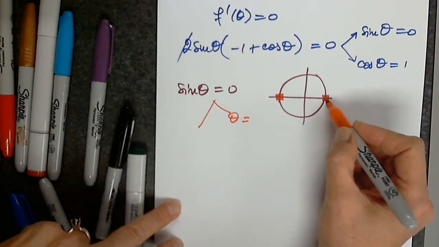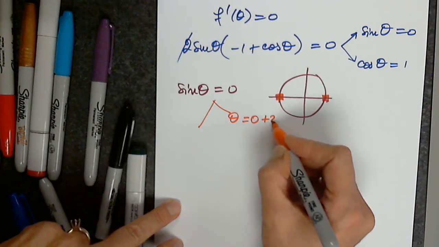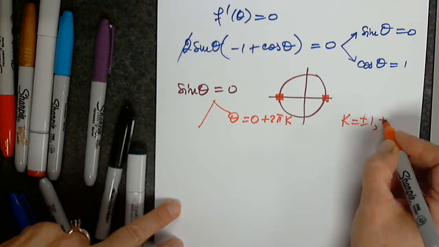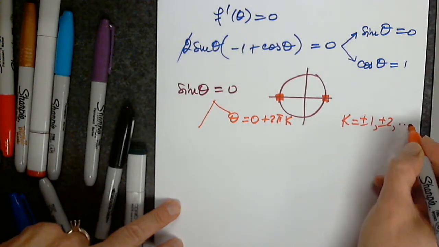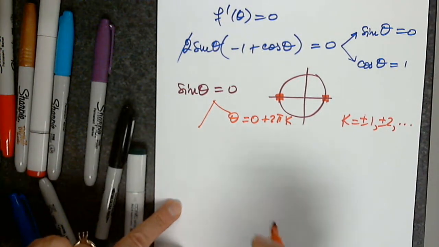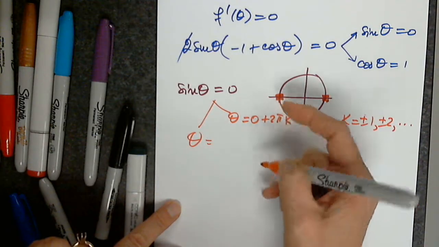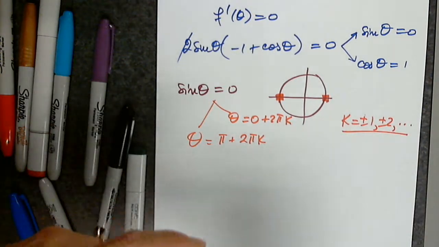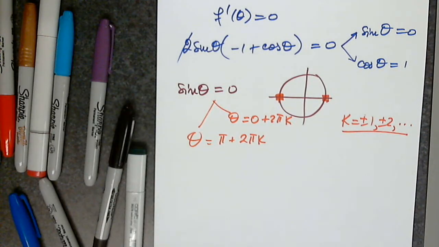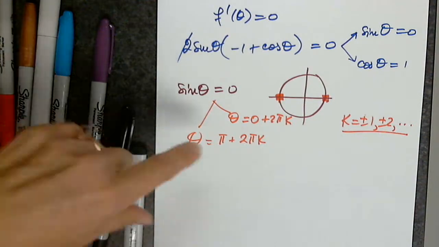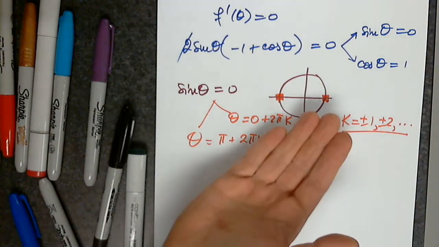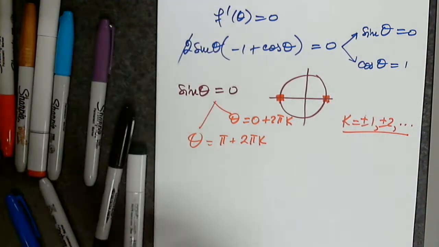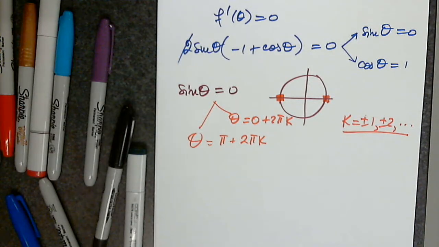Theta equals 0 plus 2 pi k. K is plus or minus 1, plus or minus 2, and so on. And the other option is theta equals pi plus 2 pi k, and k is any integer. So why do we need to put this k? Now, if I don't put this 2 pi k, then I'm only referring to these two solutions. But there are infinitely many solutions.